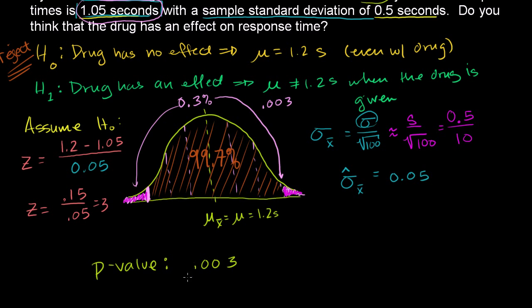And in general, most people have some type of a threshold here. If you have a p-value less than 5%, which means less than a 1 in 20 shot, they'll say, you know what, I'm going to reject the null hypothesis. There's less than a 1 in 20 chance of getting that result. Here we got much less than 1 in 20. So this is a very strong indicator that the null hypothesis is incorrect and the drug definitely has some effect.